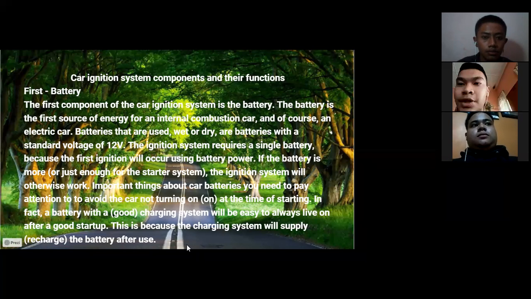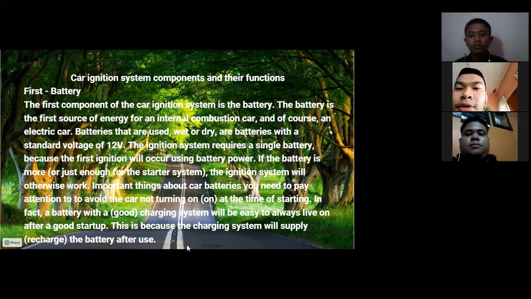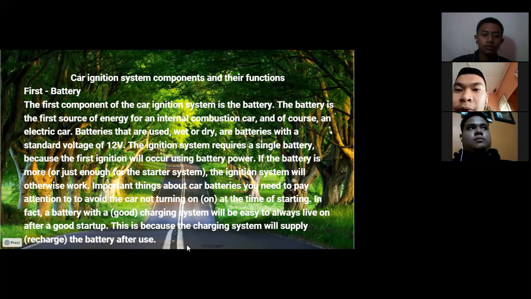If the battery is weak, even just a notch below the standard, the starter system and the ignition system will not work. Important things about the battery you must pay attention to, to avoid the car not turning on at the time of starting. In fact, a battery with a good charging system will easily keep the car running after a good startup. This is because the charging system will supply or recharge the battery after use.